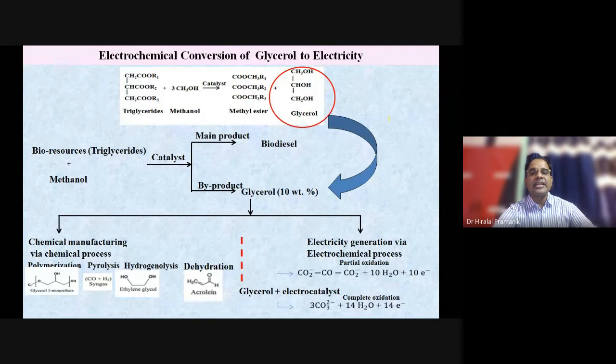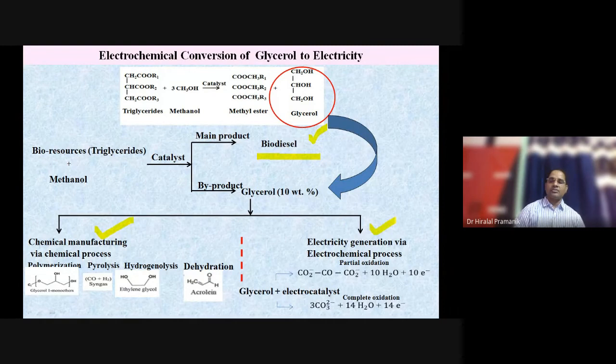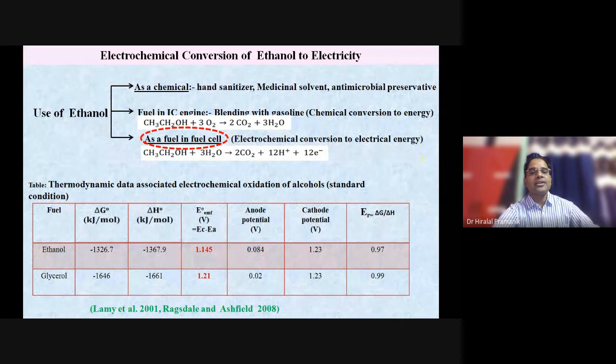So there are many other uses. I have shown here the route of glycerol manufacturing as a byproduct of biodiesel. I already have mentioned, the main product is biodiesel, and for the byproduct, what are the uses? Various chemical manufacturing, and the second one I have mentioned here is use in fuel cell to generate electricity, right? Similarly, ethanol can be used as a chemical, as hand sanitizer, medicinal solvent, antimicrobial, preservative, and in an IC engine also, that I have told you, through the chemical conversion route.